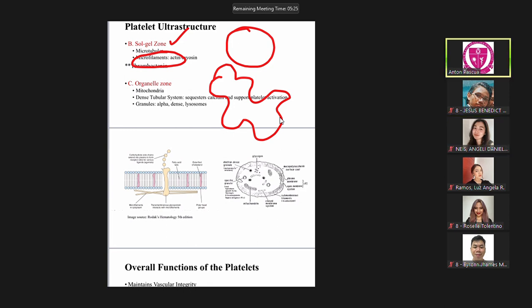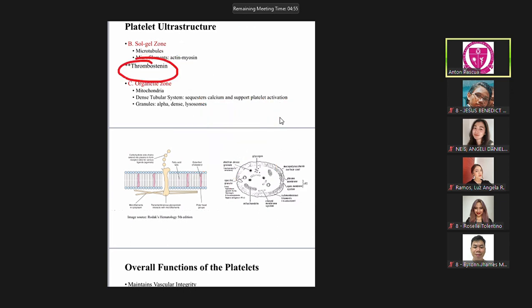Follow-up question, sir. Why do platelets need to change their shape? So that your granules inside, the substances I have collected a while ago, will be released. If platelets will not change their shape, those substances will not come out. Okay? So for your platelets to release those substances, they need to change their shape. And they will need this protein, thrombostenine, so that platelets can contract.